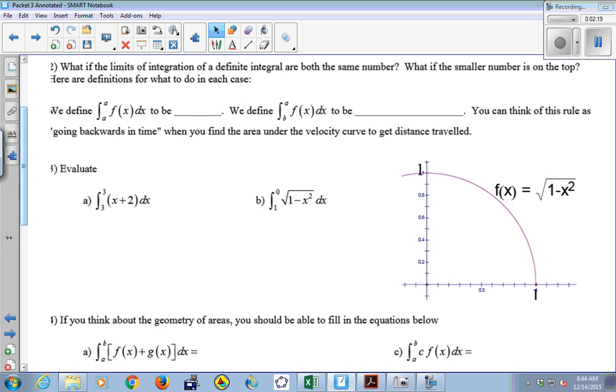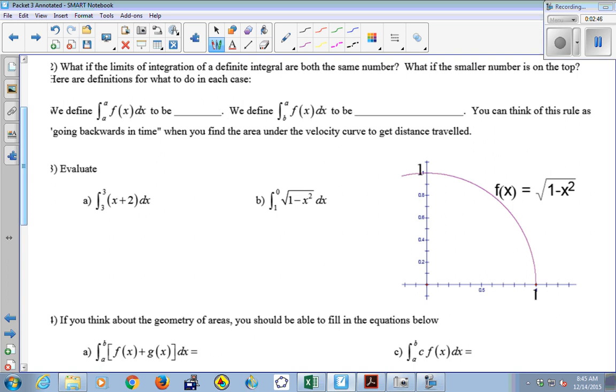What if the limits of integration, the a and the b, what if they're both the same number, and what if the smaller number is on top? So let's think about what if they're both the same number first. I want to do the integral from a to a of f of x dx. So this is saying find the area underneath the curve f of x from x equals a to x equals a. How much area is there under a curve there?